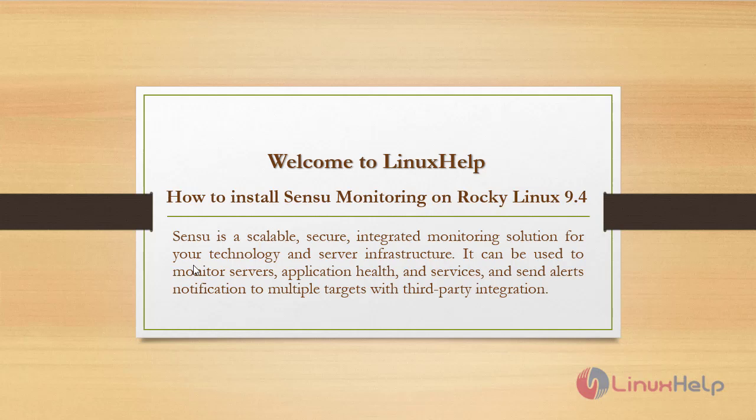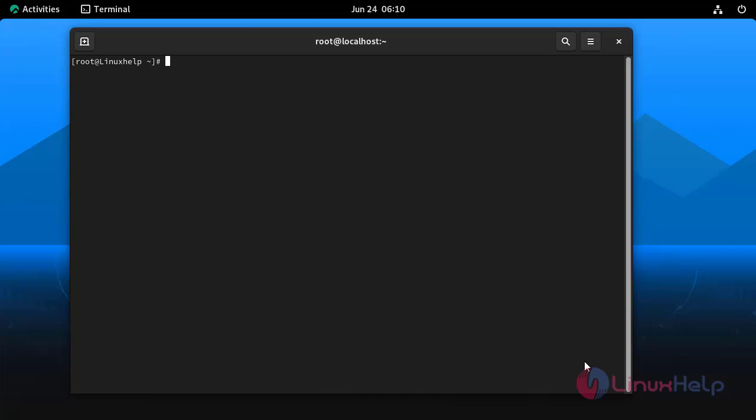Welcome to Linux Help. In today's session we are going to see how to install Sensu monitoring on Rocky Linux 9.4. Sensu is a scalable, secure, integrated monitoring solution for your technology and server infrastructure. It can be used to monitor servers, application health, and services, and send alert notifications to multiple targets with third-party integration. First, I am going to check the OS version by using the following command.